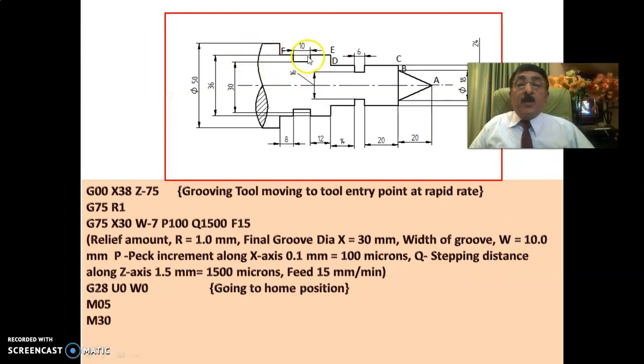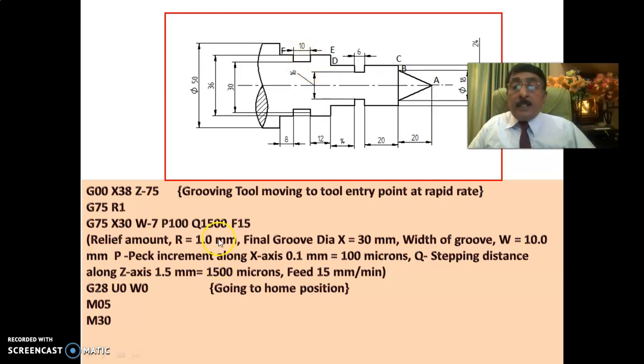Z minus 75 it has come, then it starts cutting. Every time it goes in radially by 0.1 mm, it goes back by 1 mm. In that way, 3 mm it cuts, that is, from 36 to 30. Then G75 R1, G75 X30, the final depth of cut, W minus 7, since 3 mm is done and the remaining is 7. P100 means every time it cuts radially by 100 microns, that is 0.1 mm, and goes back by 1 mm. In that way, it continues till it becomes 30. Once it becomes 30, the 3 mm width has been done.